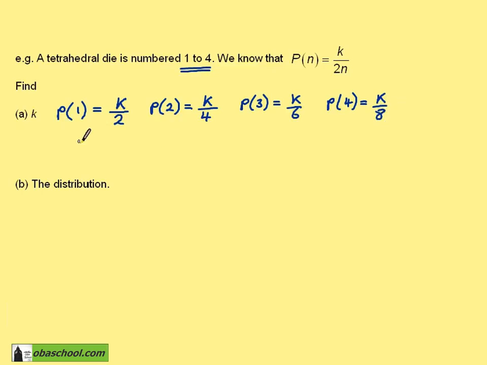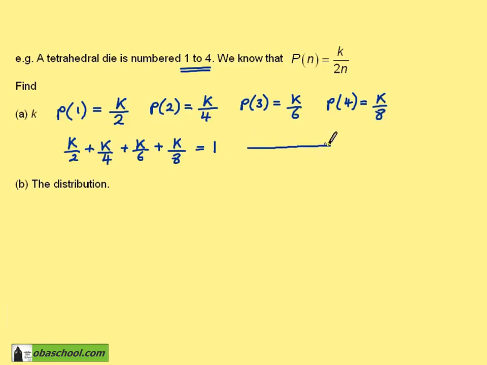We know that for a probability distribution, if we add all of the probabilities together, we must get 1. In other words, if we add k over 2 to k over 4 to k over 6 to k over 8, all of the probabilities must come to 1.